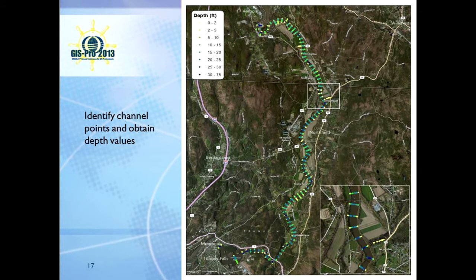Yellow is 0 to 2 feet depth, and then the dark blue points are the deepest. They go up to about 75 feet in depth. Slide. Some statistics are here.